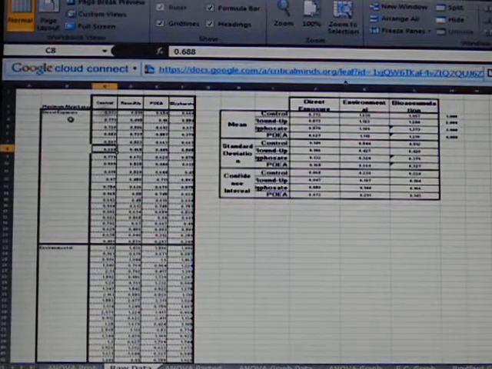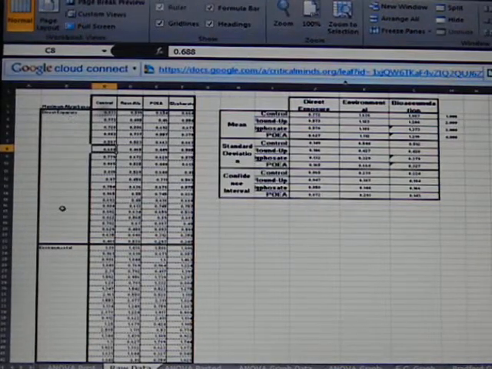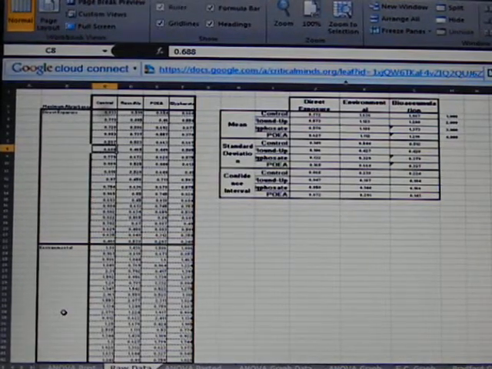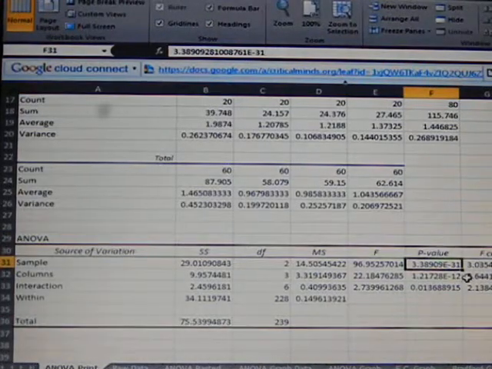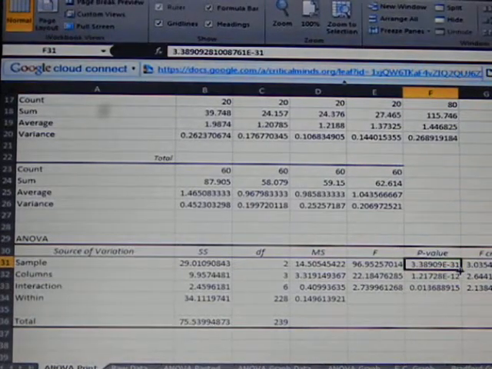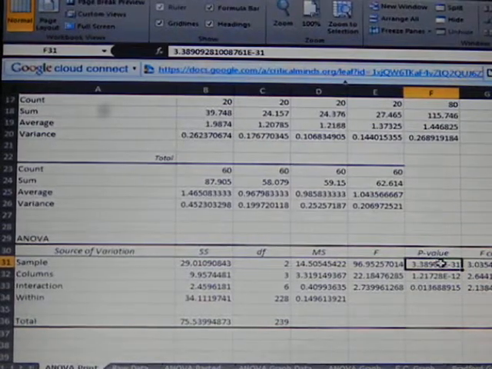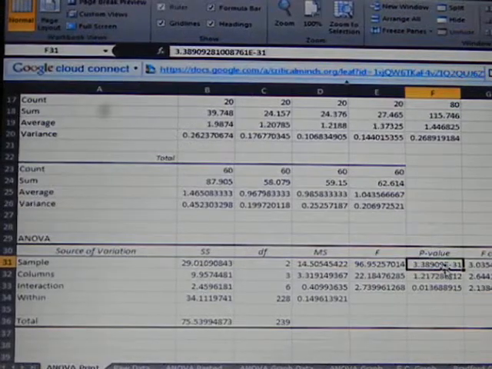Is there a significant difference between the means of exposure? Does the mean of exposure have a significant effect on ACHE activity? Yes, it does. Look at your p-value. The sample p-value, 3.3 times 10 to the minus 31, is extremely significant. There's a significant difference due to exposure mean, or exposure method.